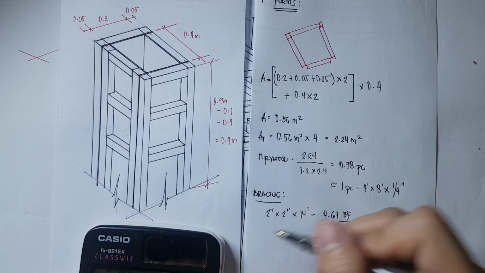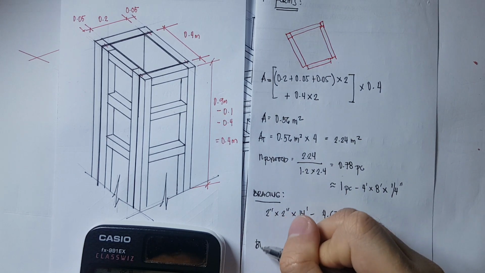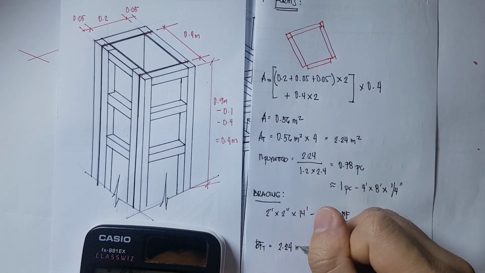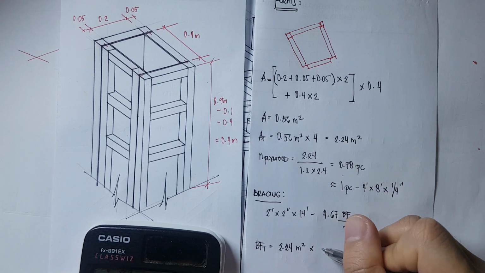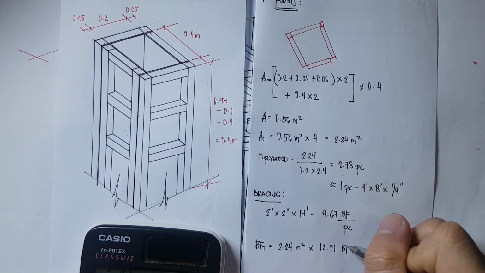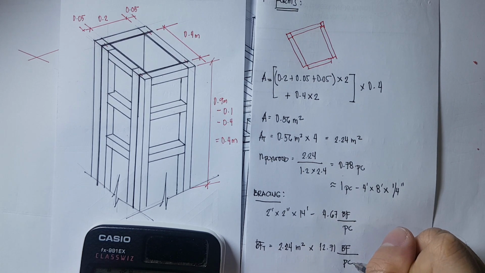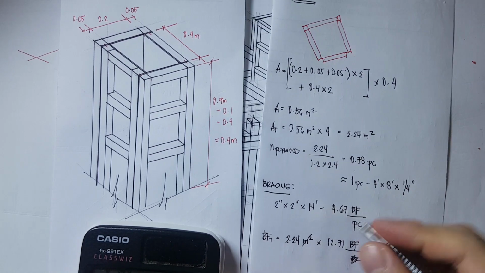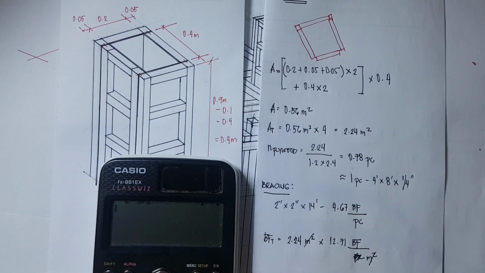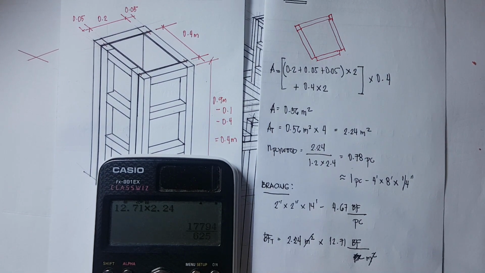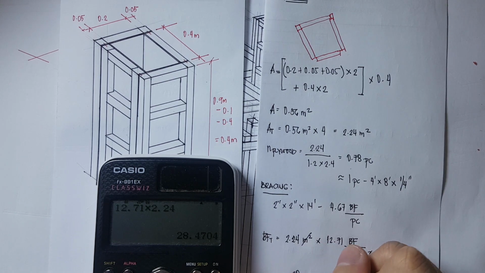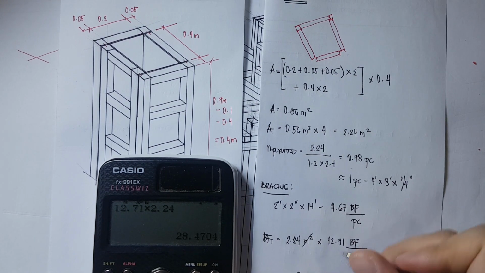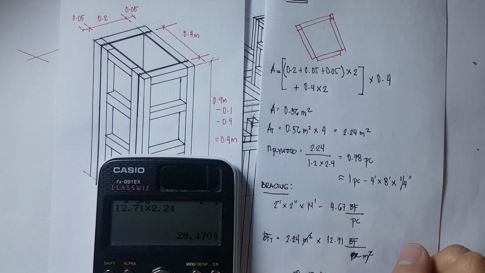The total board foot is equivalent to 2.24 square meters times 12.71 board foot per square meter. The square meter will simply cancel out. Therefore, the total board foot is 28.47 board foot. And we round it to the whole number, and that is 29 board foot.